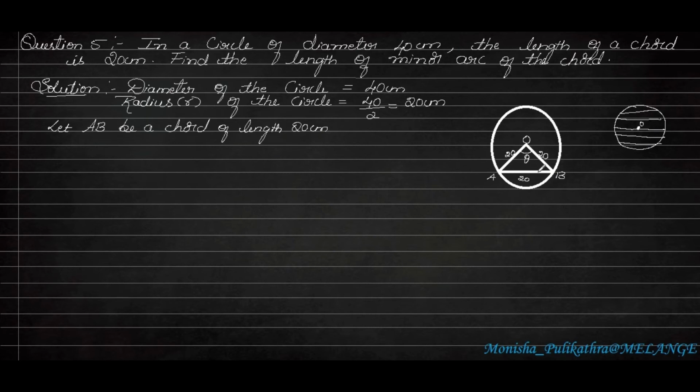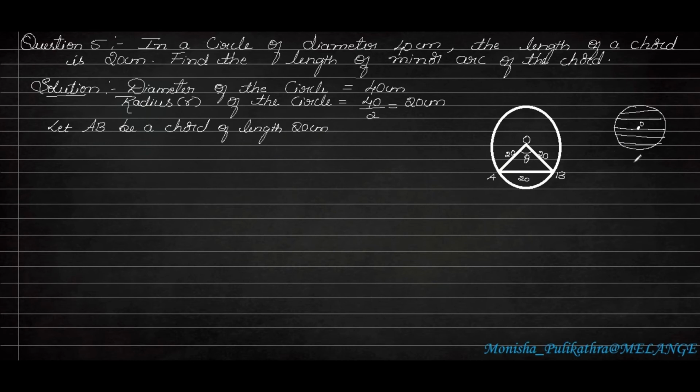So here AB is a chord. Next, OA and OB are the radius of the circle, which is equal to 20, and chord AB is also 20 centimeter. So next is the length of the minor arc.